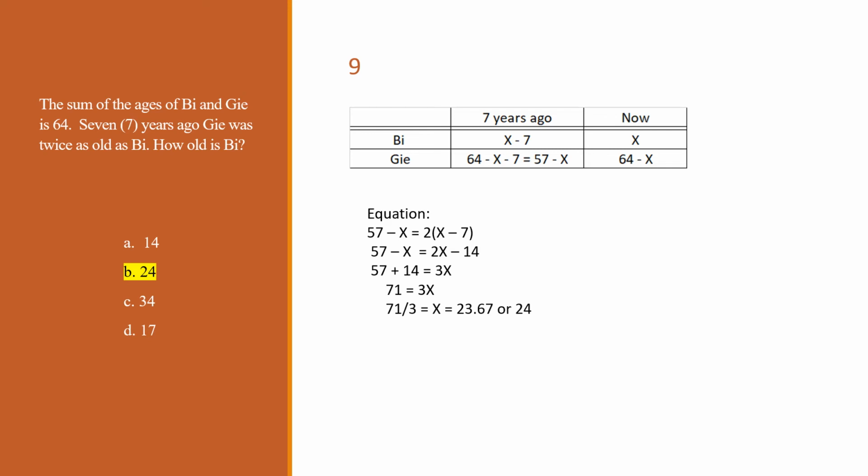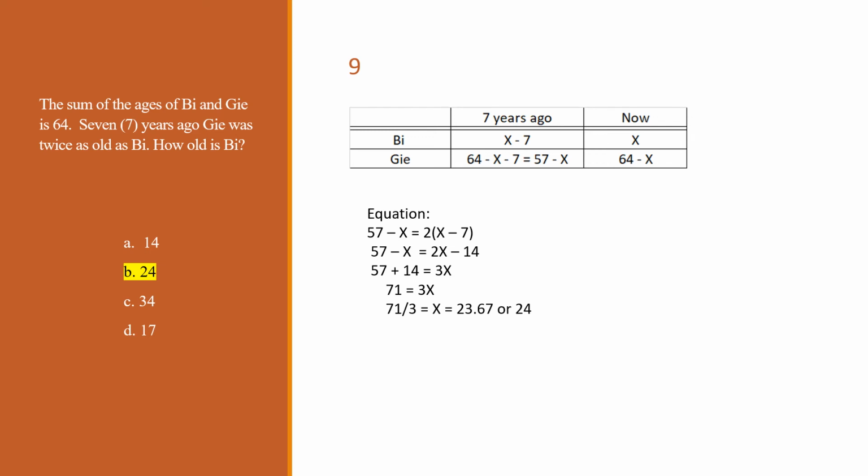And given that 7 years ago, G was twice as old as B, we adjust the ages of B and G 7 years ago. B becomes X minus 7 and G becomes 64 minus X minus 7, or equal to 57 minus X. And then from the given that 7 years ago G was twice as old as B, that gives us the equation 57 minus X equal to 2 times X minus 7.